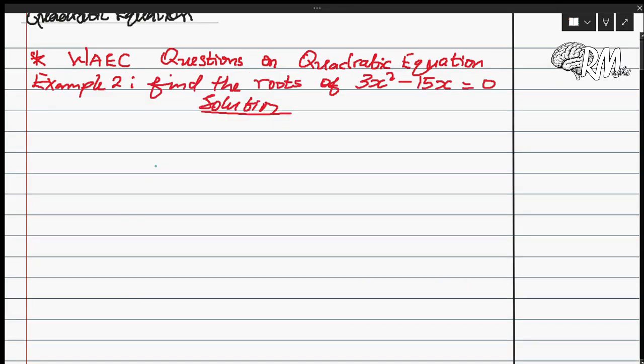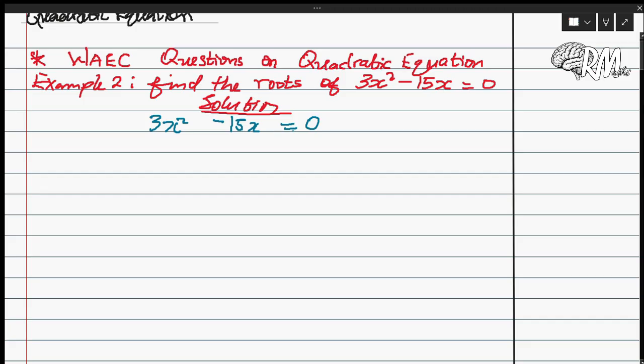So let's see this second example that WAEC usually sets. We said find the root of this question, 3x squared minus 15x equals 0. If you notice, this question does not have a c there. It's just 3x squared minus 15x. There's supposed to be a number, but there's not any number, and it equals 0. So how do we solve this question?